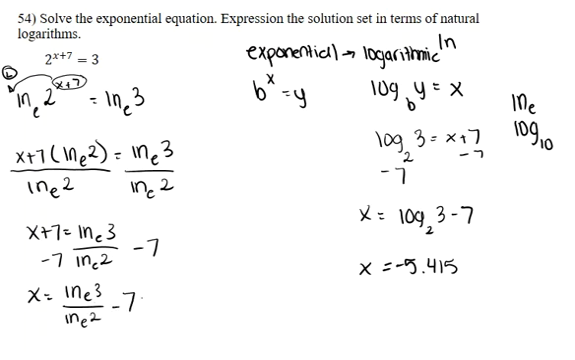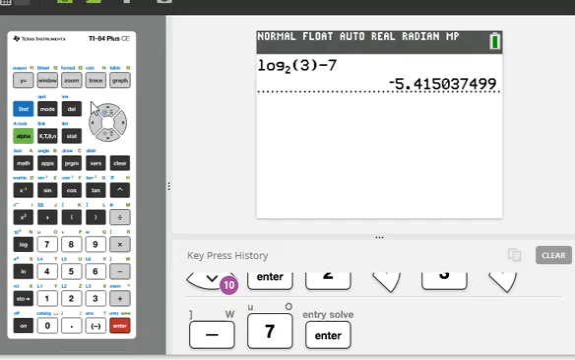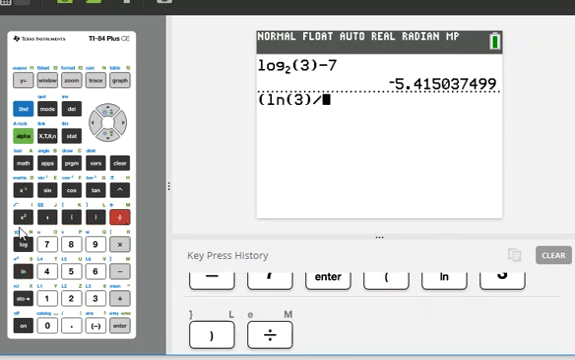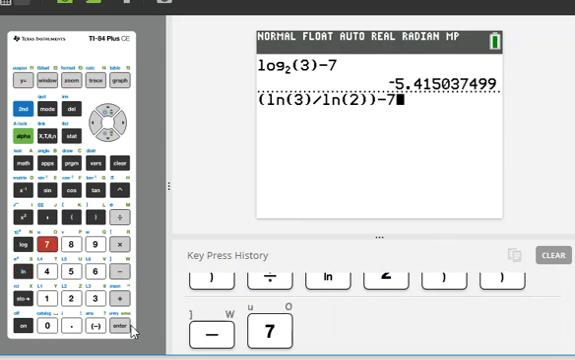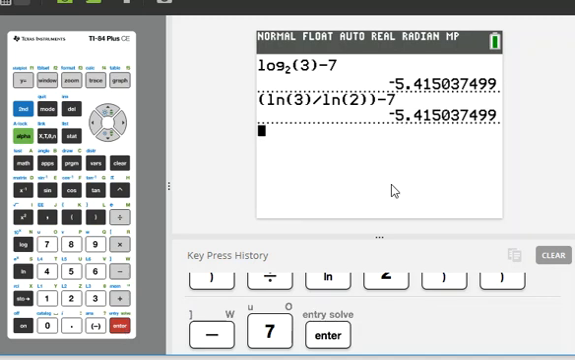Let's go ahead and put that in the calculator. I'm going to put everything in parentheses so it doesn't input any of the numbers wrong. So I'm going to do ln of 3 divided by ln of 2, close that parenthesis, and close that entire set, minus 7. And that gets us the same exact thing, which is negative 5.415.